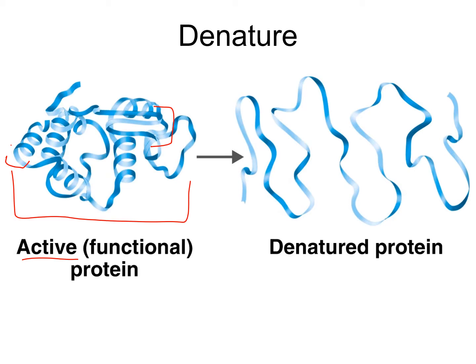And if it is denatured, then it loses all of that structure. And it still has its primary structure. It still would have its sequence of amino acids, but all of that three-dimensional structure is gone. And that is usually due to a loss of the hydrogen bonding, which was holding it together.